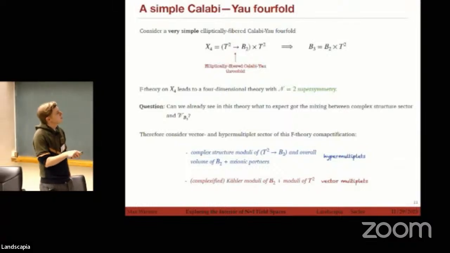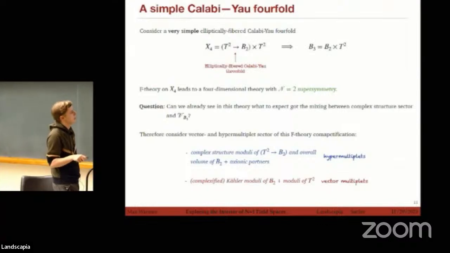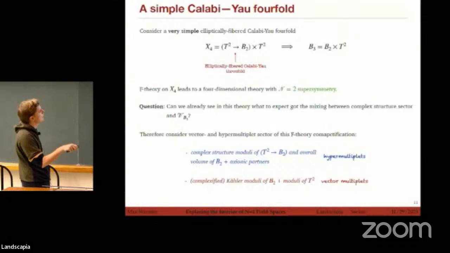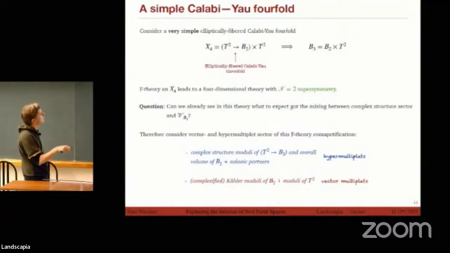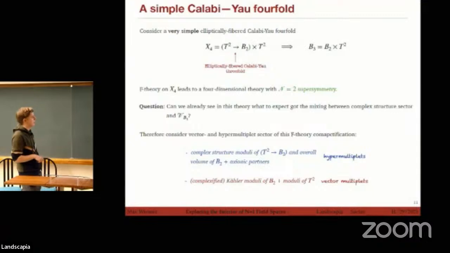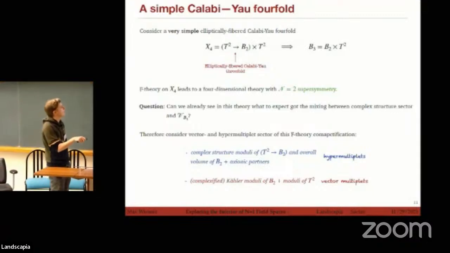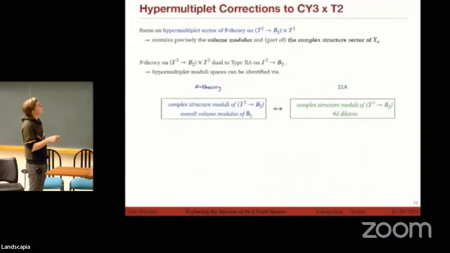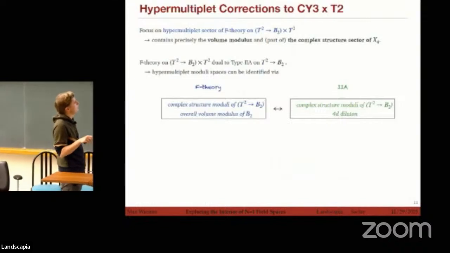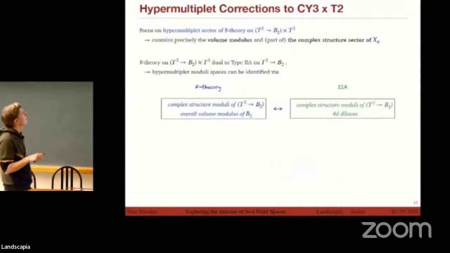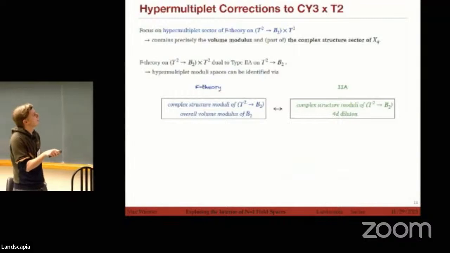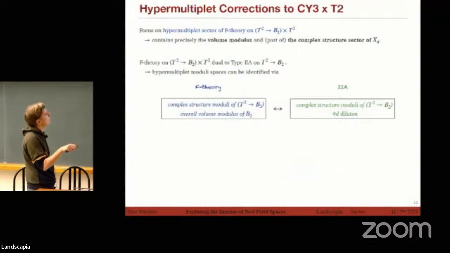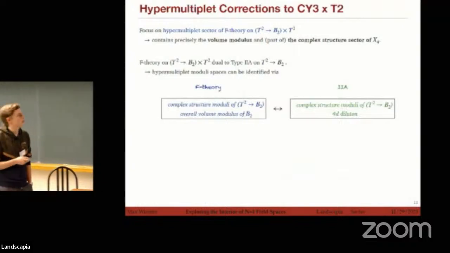In this N=2 theory, we have a factorization between vector and hypermultiplet sector. The hypermultiplets are the complex structure moduli of this Calabi-Yau threefold that is upstairs here, and the overall volume of B2 plus axionic partners. And the scalar moduli of B2 and the moduli of T2 are just in the vector multiplets. So this theory is of course just dual to type IIA on the same Calabi-Yau threefold times T2. And we can identify the moduli space via a simple map where we identify the complex structure moduli on both sides, and the overall volume modulus of B2 is identified with the 4D dilaton.